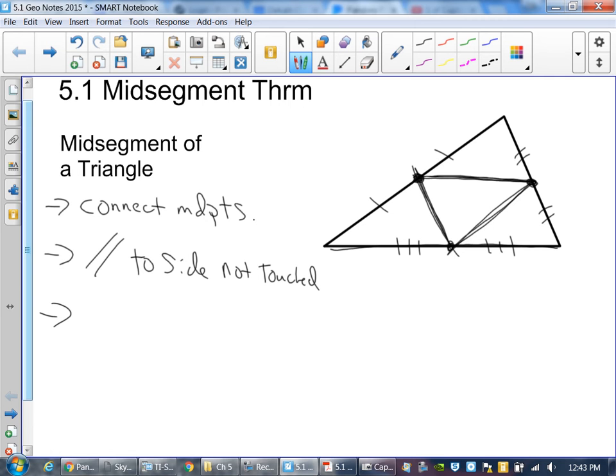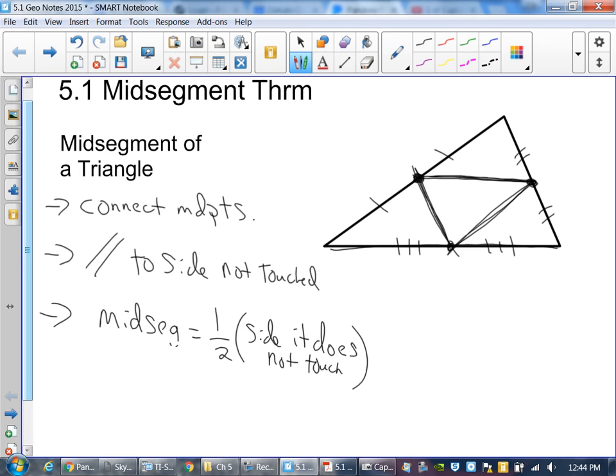And the mid-segment equals half the length of the side it does not touch. Okay?